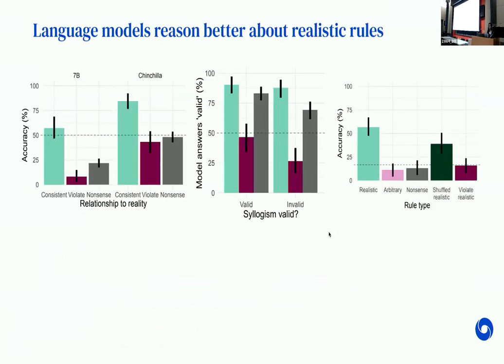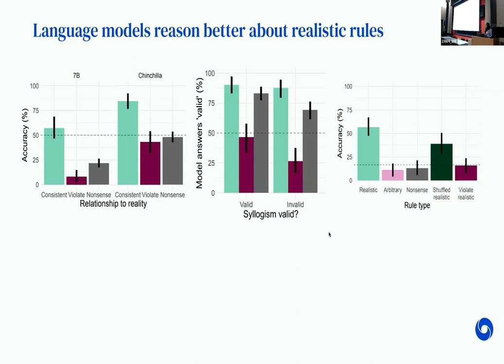I'm happy to talk about this in detail later, but at a high level, these are the results from the three different tasks. In all of them, the light green bar is higher than all of the other bars, basically saying that language models reason much, much better about realistic rules. Of course, there were a lot of controls we had to do to make sure we were measuring this and not just the probabilities of words and things like that. We did our best to do that.